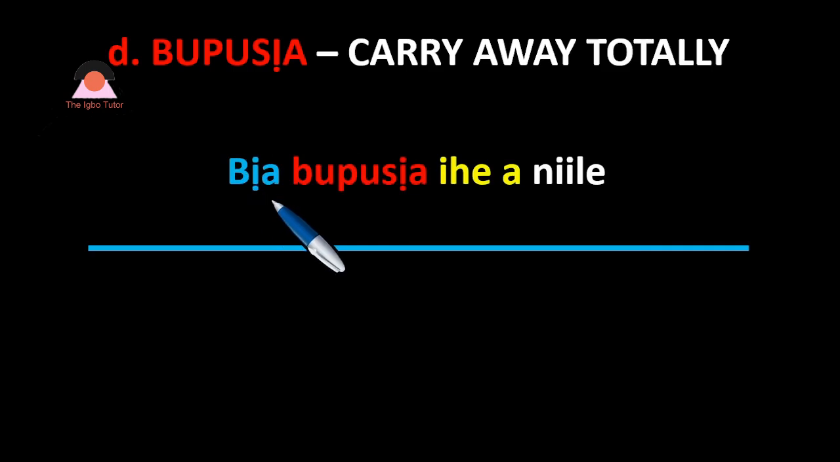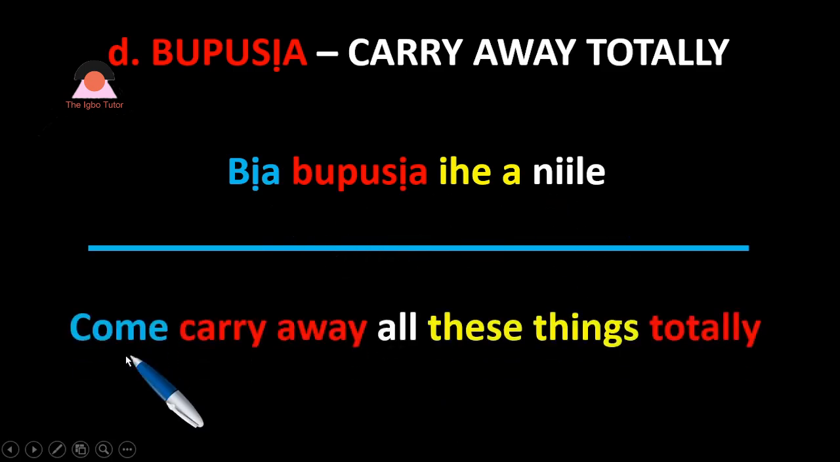We have our sentence now. Bia bupusia ihe a niile. What does this mean? Come carry away all these completely. Bia bupusia ihe a niile.